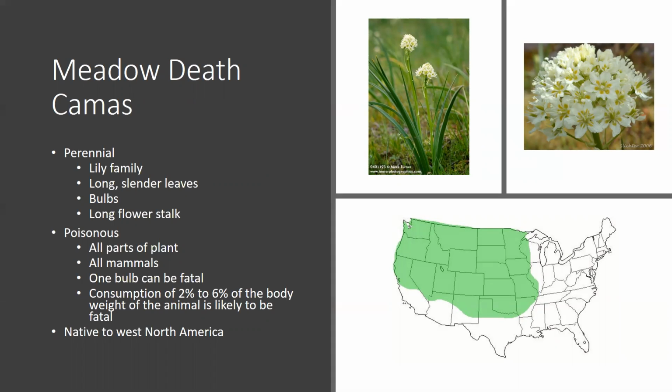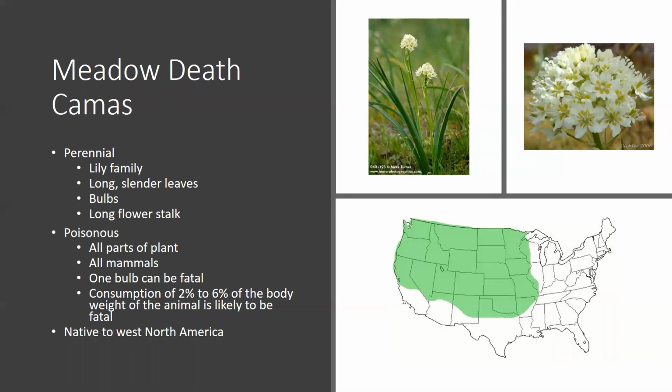The bulb is below the ground, and that's where all the carbohydrate and other storage, like food reserves, are located. For reproduction, it produces a long flower stalk. It'll just produce one stalk, and at the top is where this cluster of white flowers is going to be. All parts of this plant are poisonous to all mammals, especially when the plant is younger. Younger plants are even more toxic than older mature plants. One bulb can be fatal if consumed. Consumption of 2 to 6% of the body weight of the animal is likely to be fatal.